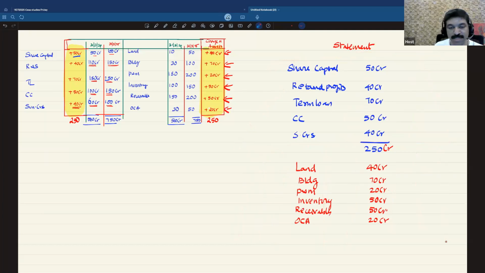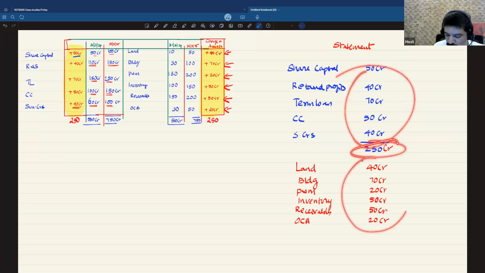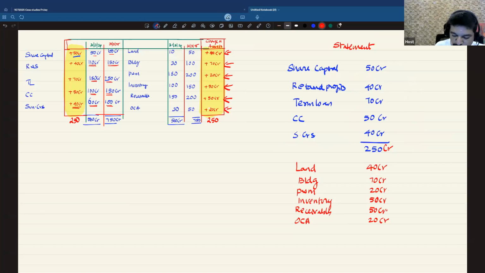So this statement is communicating this beautifully. But this is just giving you the flow. It is not enabling any further analysis. You just know 250 crore had come, and you know that the 250 crore has been fully utilized. What analysis is happening here? No analysis. It is only a flow of funds.